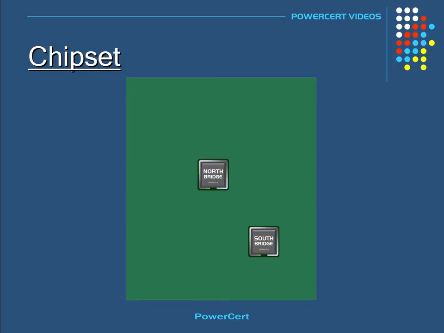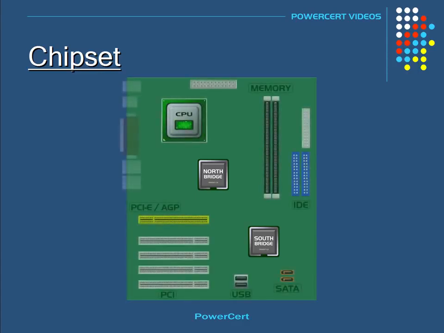The chipset basically consists of two chips. One is called the North Bridge, and the other is called the South Bridge. The North Bridge is located in the upper or northern part of the motherboard, providing you're looking at the motherboard in the upright position. It's located near the CPU and is directly connected to the CPU.